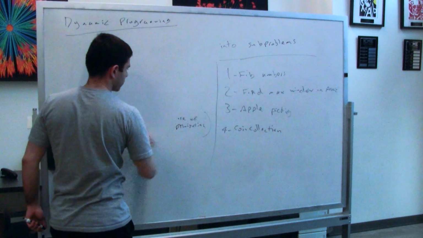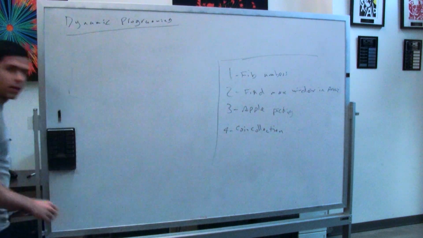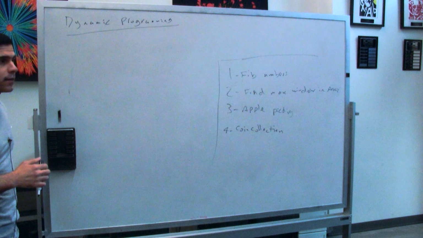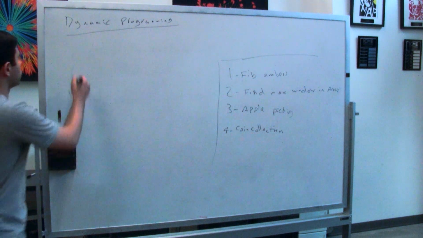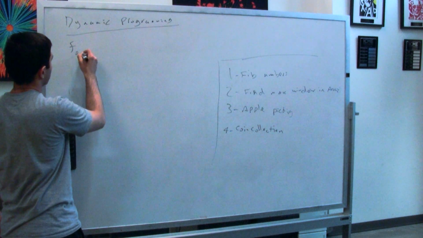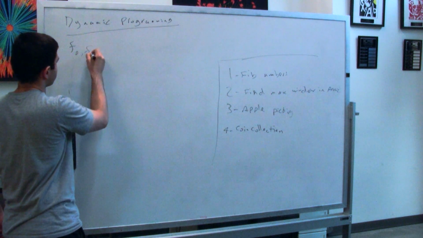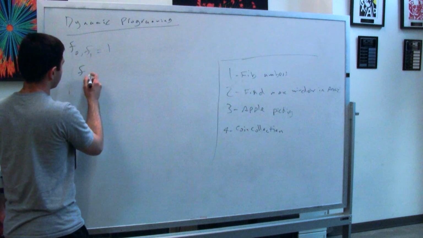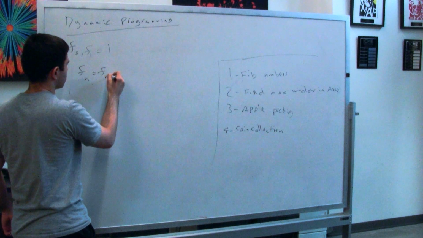You've all probably seen the definition of Fibonacci numbers before. The recursive definition is immediate from the problem statement. So the Fibonacci numbers are a sequence of numbers f0 through infinity, and f0 and f1 are equal to 1. And then f of n is simply the sum of the previous 2. Okay?